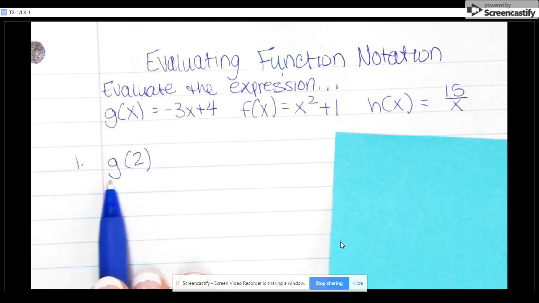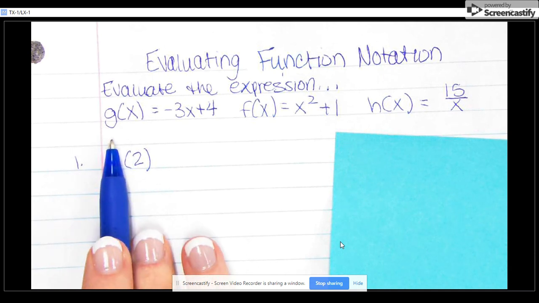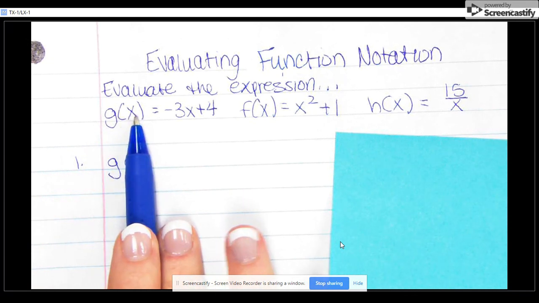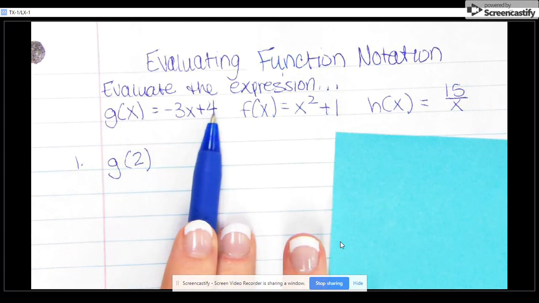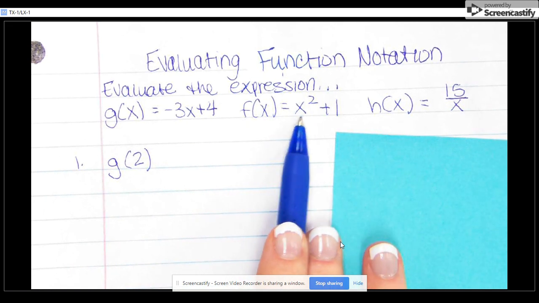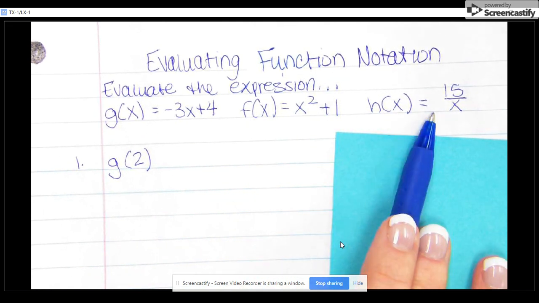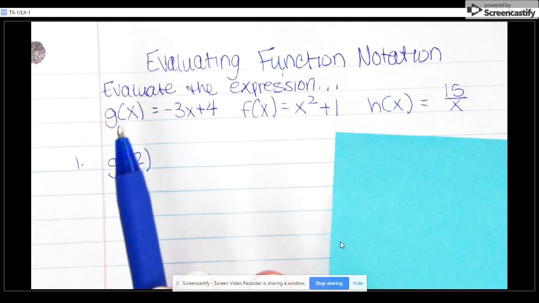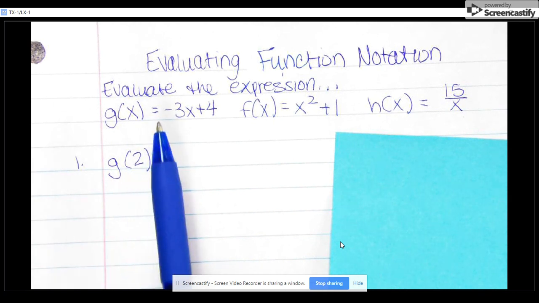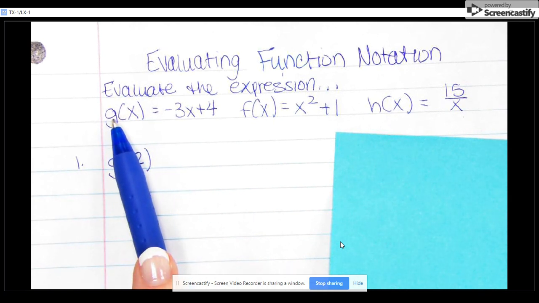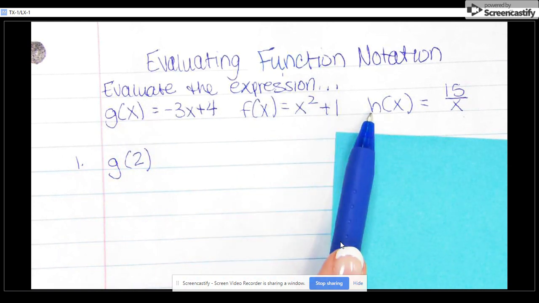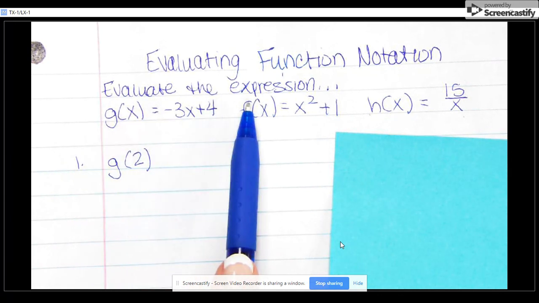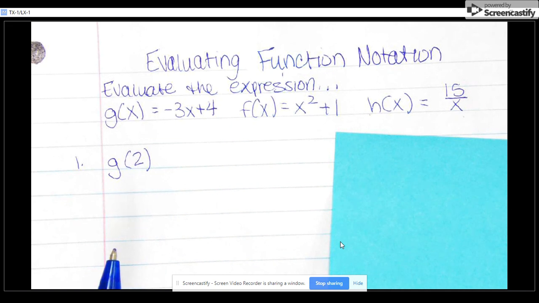Now, I see that I have a g in front. Up at the top, I have some equations. I have g of x equals negative 3x plus 4, f of x equals x squared plus 1, and h of x equals 15 divided by x. These are just different equations. The only thing that's a little bit different than what we've seen is instead of y, we have letters and parentheses and x's in front of the equal sign. They have different letters so that you know what equation to go to.